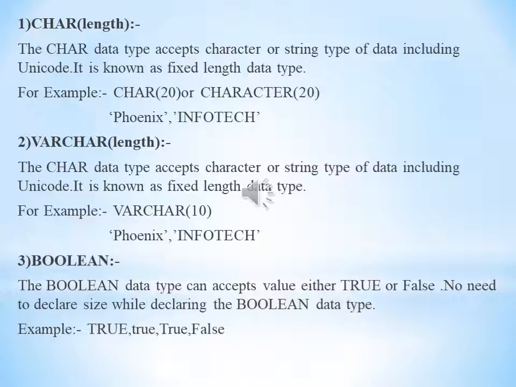Then second is the varchar with length. The varchar data type accepts character or string type of data, including Unicode. For example, varchar in brackets 10. Then phonics and infotech are given as examples of a varchar element. Third is the Boolean.